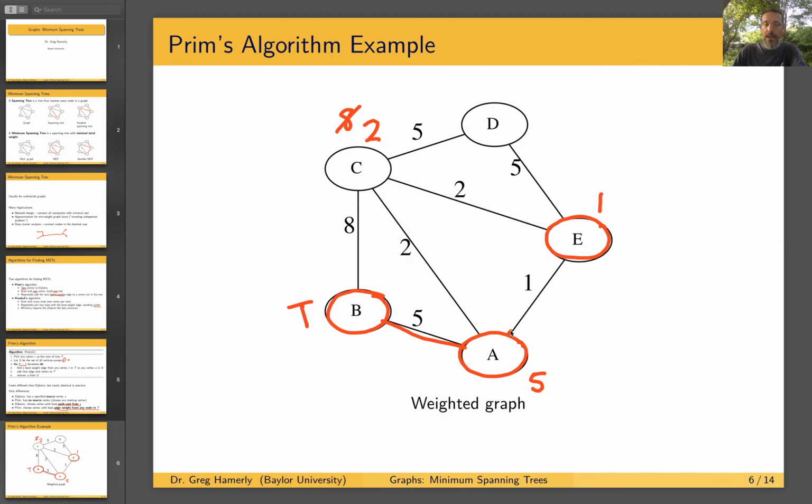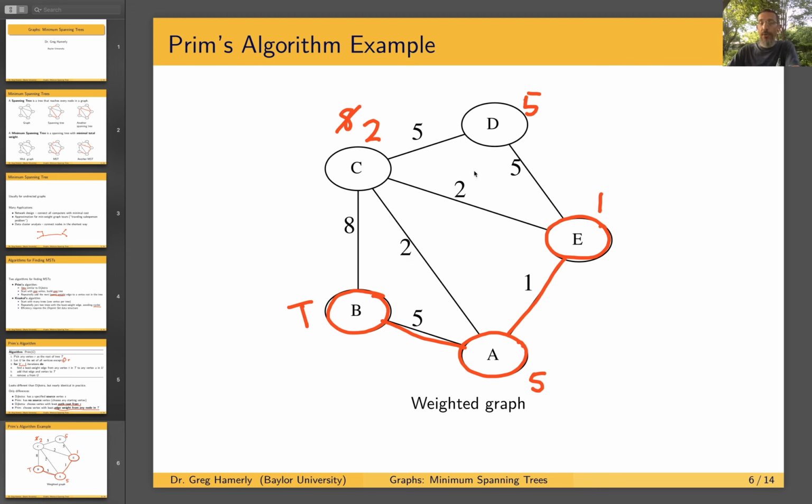So we'll add E, add that edge, and that leads us to be able to discover D with a cost of 5. And why 5? Well, because of this edge right here. Even though there is a 5 here, we haven't added C to the tree yet, so the tree doesn't know how to use this edge yet.